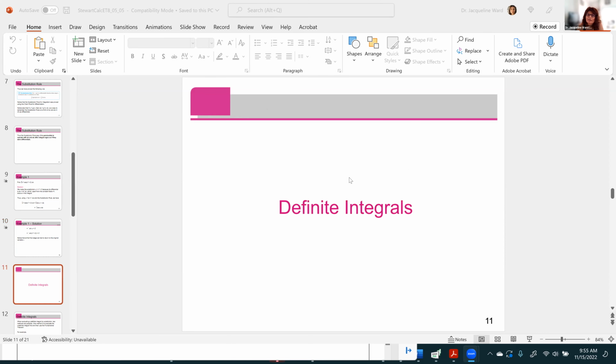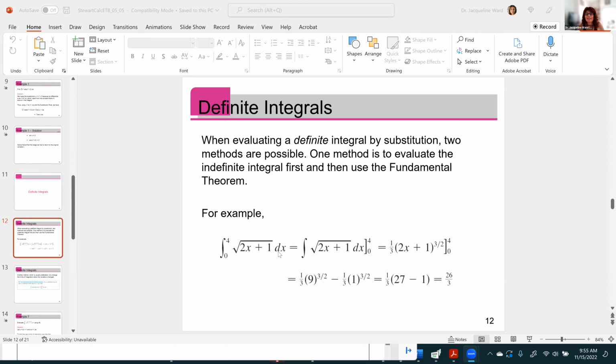Okay, so it's all well and good with indefinite integrals. Now, with definite integrals, we have to be careful because our limits of integration are with respect to that differential, right? Like here, when you're integrating from 0 to 4, that's because x is going from 0 to 4. So if you're going to change to u, you have to also change your limits of integration.